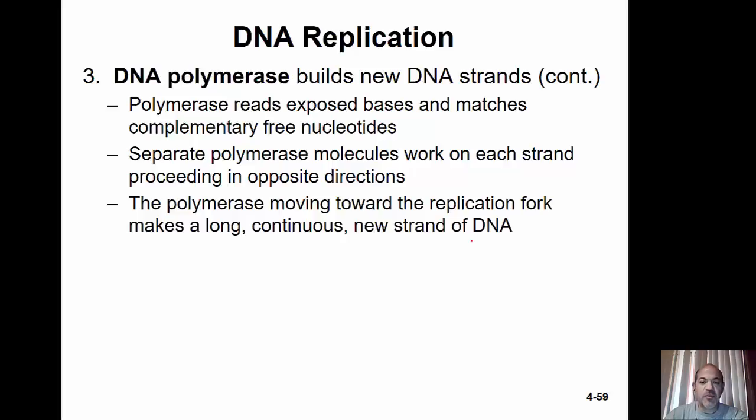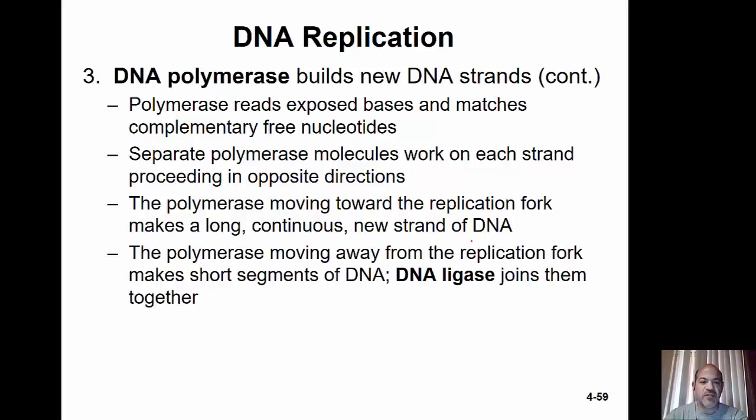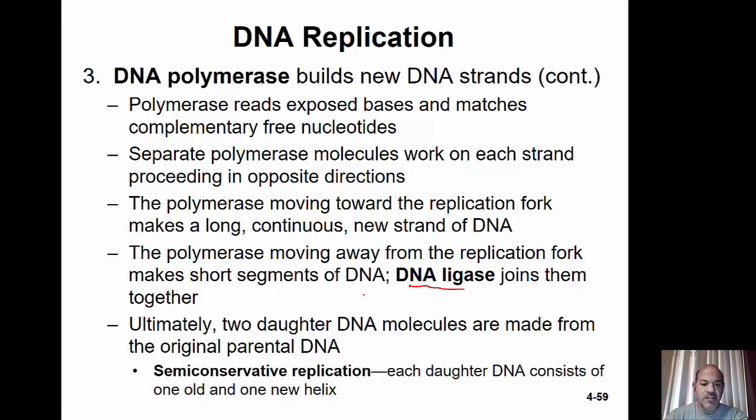The polymerase moving towards the replication fork is going to make a long, continuous new strand of DNA, whereas the polymerase that moves away from the replication fork makes short segments of DNA. And then DNA ligase will come in and join those segments on the lagging strand. Ultimately, you're going to have two daughter DNA molecules that were made from the original parent DNA.